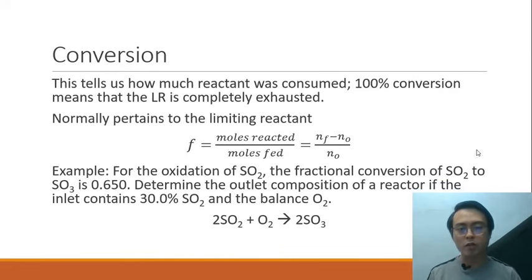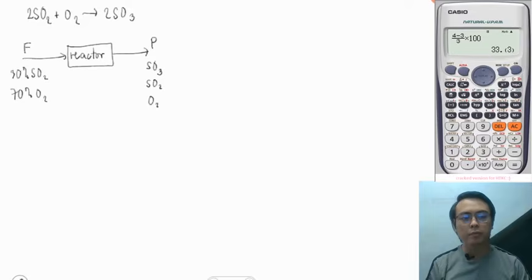For the oxidation of SO2, the fractional conversion of SO2 to SO3 is 0.65. Determine the outlet composition of a reactor if the inlet contains 30% SO2 and the balance O2. So let me first write the given. Okay, here are our given. We have the chemical equation SO2 plus O2 yields SO3. This is already balanced. And this is our representation of the reactor.